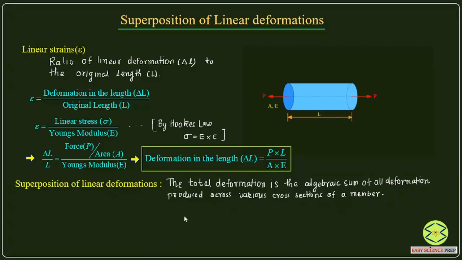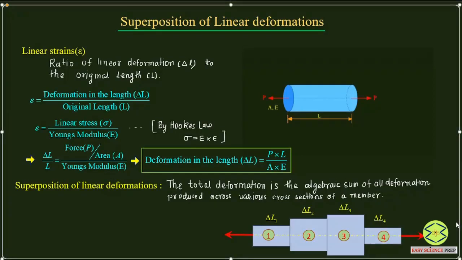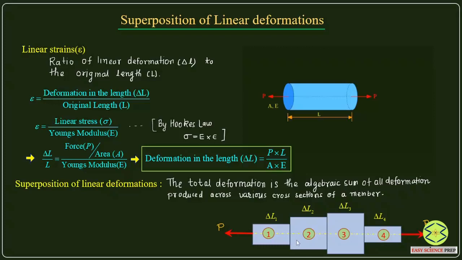Now let me explain the meaning of superposition of linear deformation. Suppose we have a member which has various cross sections. In this example, there are different forces acting across the various sections. There may be a force P1 here, some force P2 over here, another force here, and here, let's say, P5. So various forces are acting across the different cross sections. Let me call this the first section, this the second, this the third, and this the fourth. Each of these experiences different forces, so each section of this member is going to have different deformation.